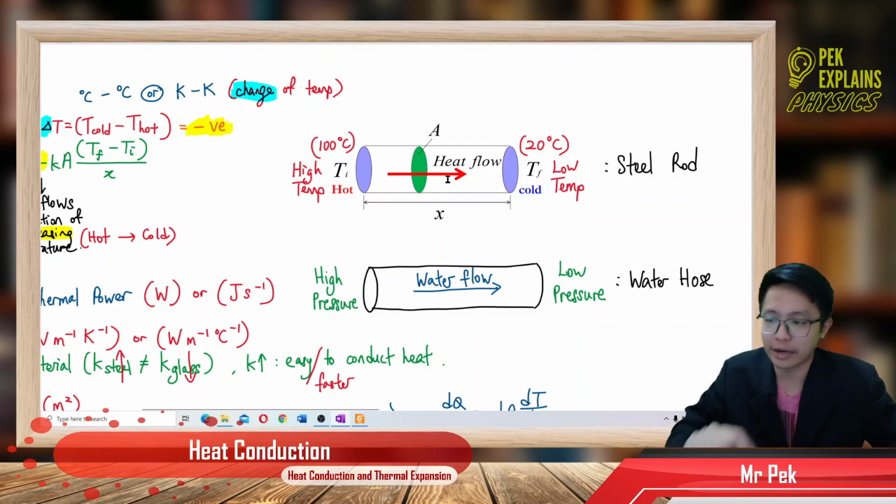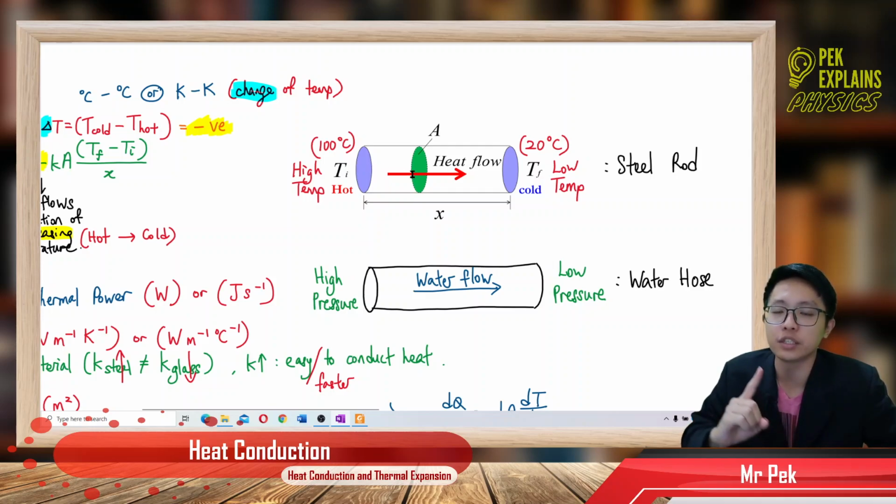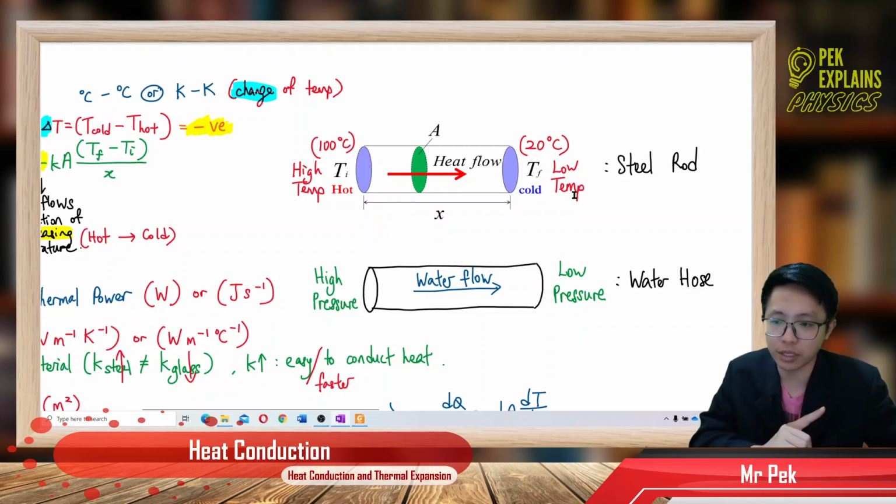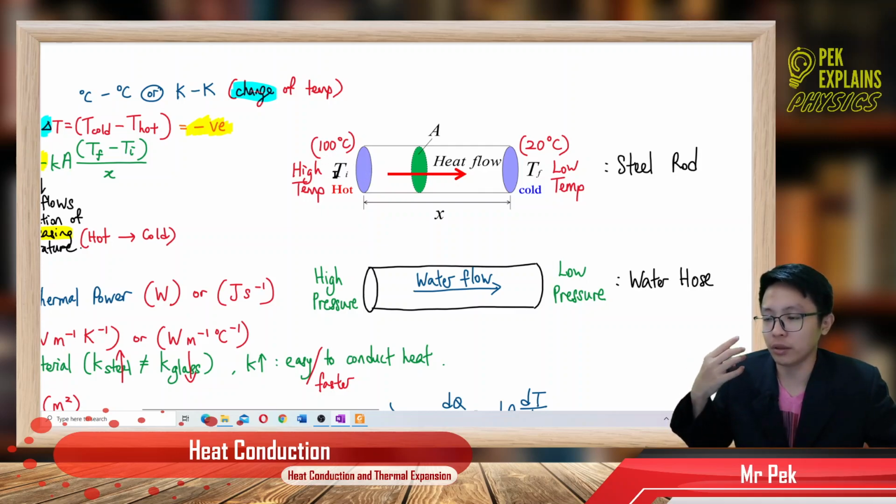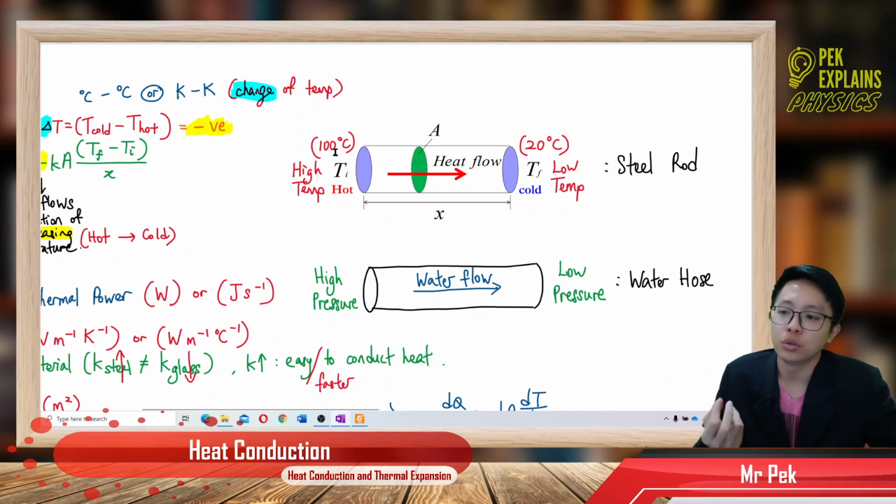Okay, I want you to see the direction. Heat always flows from the hot end to the cold end. So the heat begins from the hot end, which is the initial temperature, the high temperature, and flows to the cold end, which is the final temperature, the low temperature. For example, if this hot end is 100 degrees Celsius and this cold end is 20 degrees Celsius, heat always flows from 100 degrees Celsius to 20 degrees Celsius. The hot end is the initial temperature, the cold end is the final temperature.